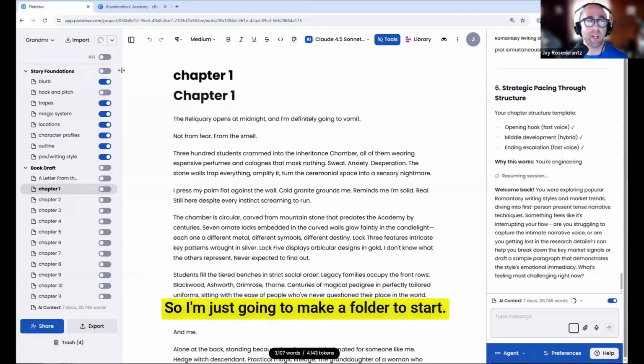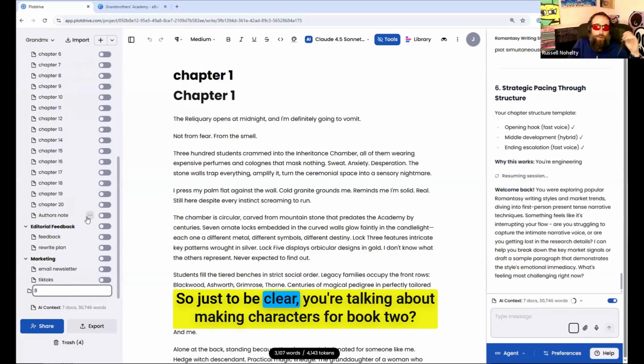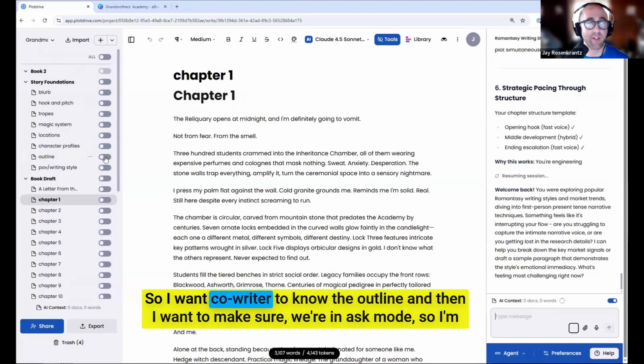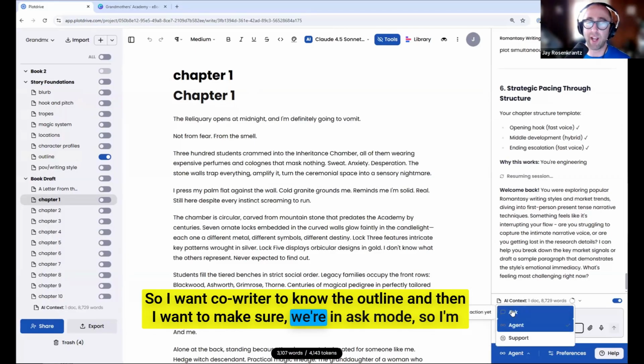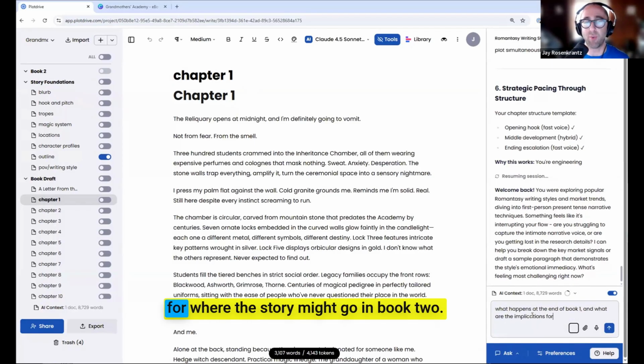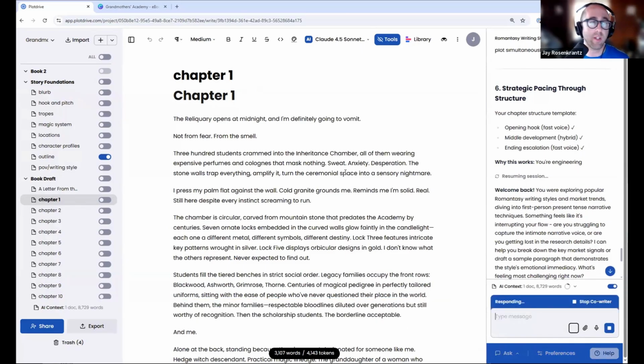So I'm just going to make a folder to start. Just to be clear, you're talking about making characters for book two. Yes, book two. I want co-writer to know the outline, and then I want to make sure of an estimate. So I'm going to brainstorm what happens at the end of book one and what the implications are for where the story might go in book two.